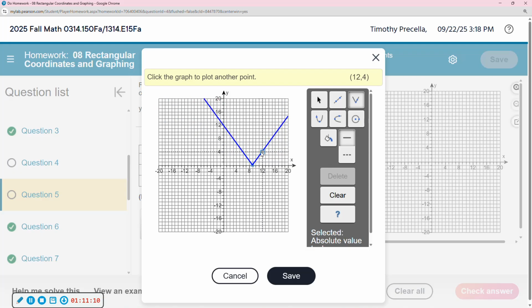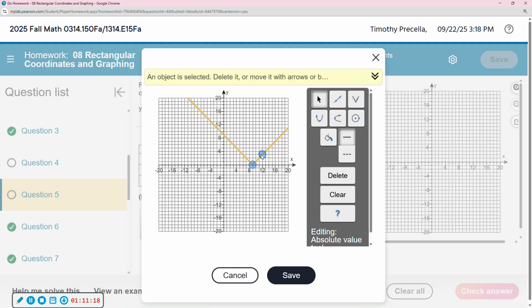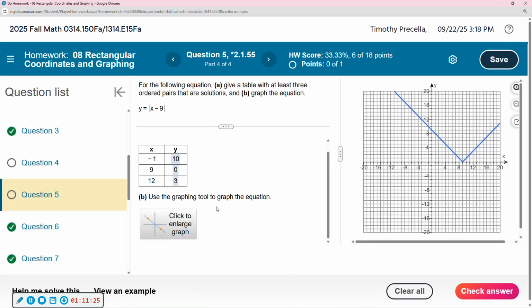Oh, oops, right 12 up 4. Darn. Not right 12 up 3. There. And then you say save it. So even though it told us to find 3 points, you don't plot first point, second point, third point. You plot the vertex first, and then one of the other points.